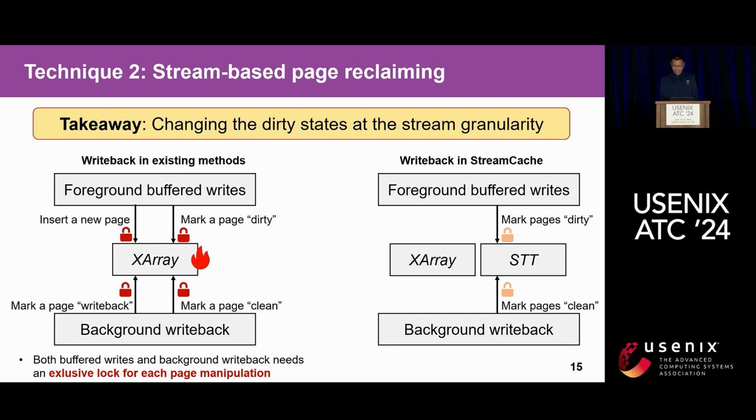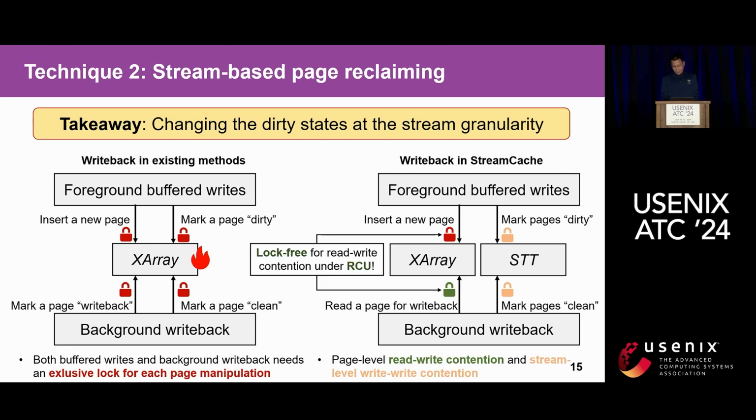StreamCache, on the other hand, decouples the dirty states in a stream-based index. It only introduces minor contention as the dirty states are updated at the stream granularity. Besides, as the X-array does not maintain dirty states anymore, a writeback thread only needs an X-array read lock to get the pointer to a dirty page.